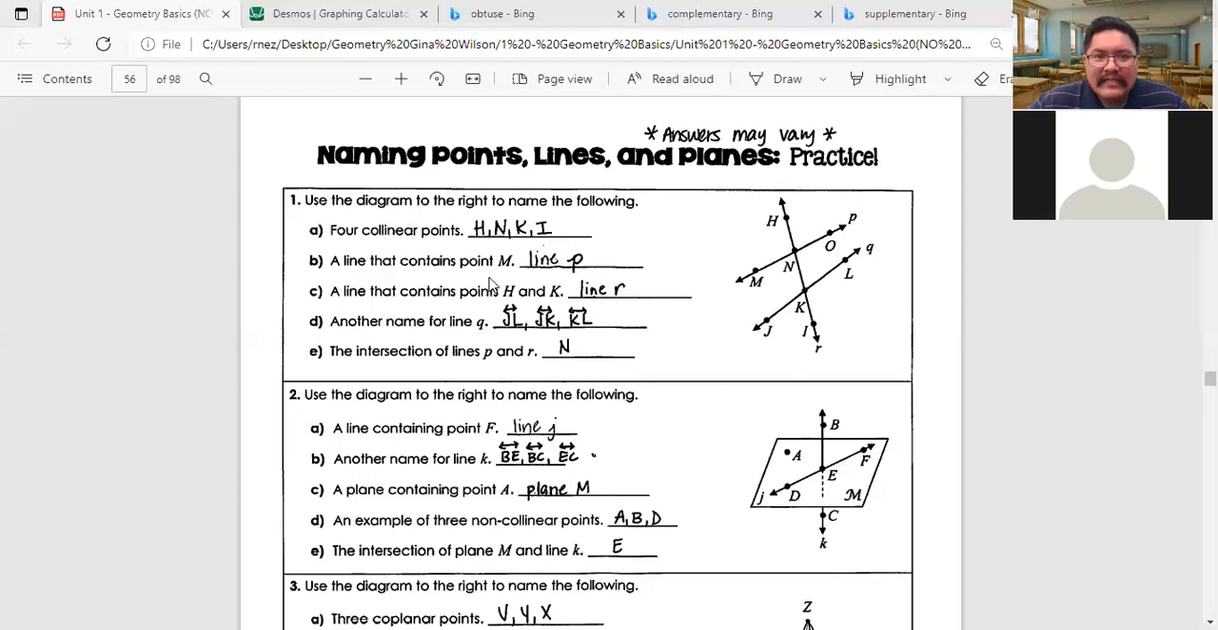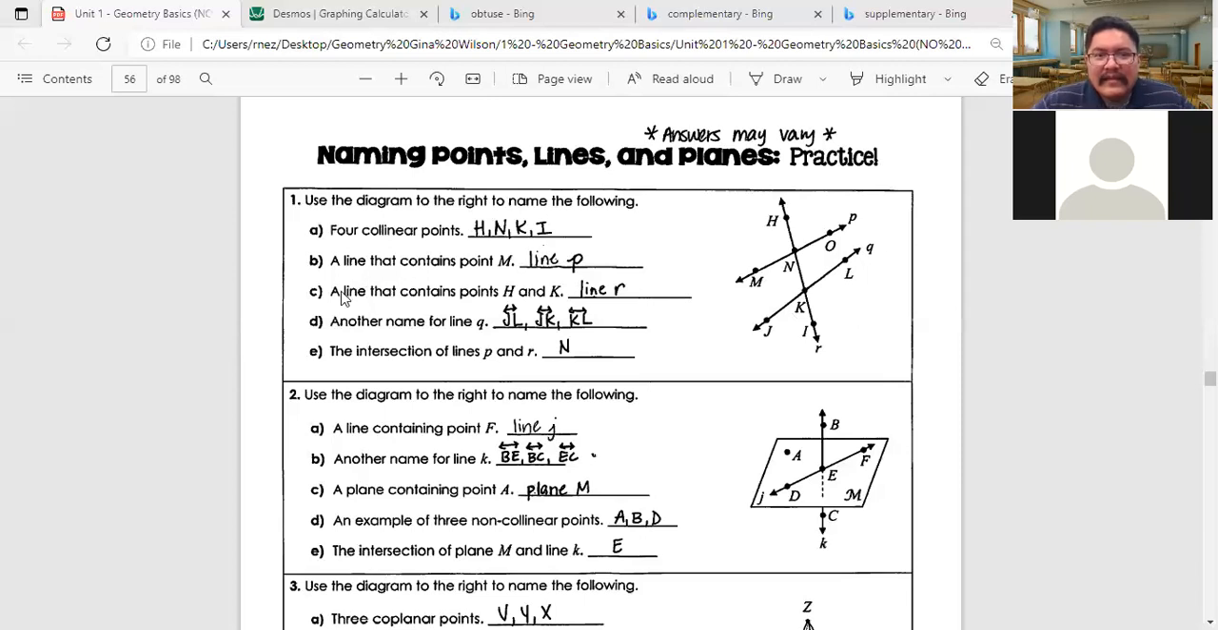Now a line that contains point M. So this is the next question. Let's look at M. Now we need to know what the name of the line is. Again, answers might vary. You could put line MN, you could put line MO or NO. Those are 3 other ways you could do it. But the simplest way is to just say line P, since the name P is already on that line, so let's just leave it like that and move on.